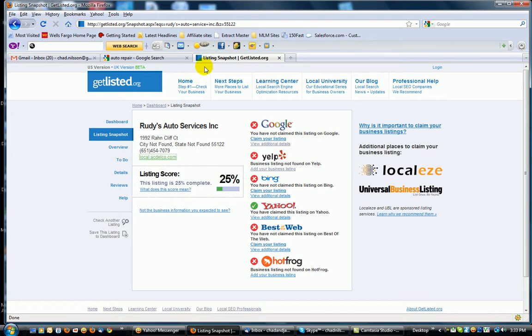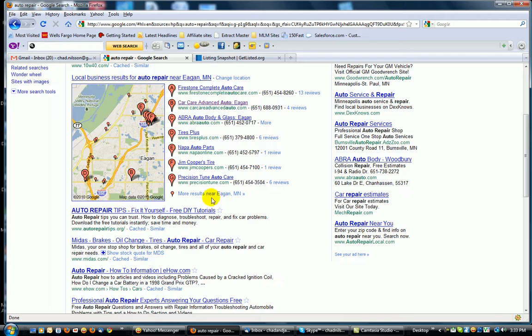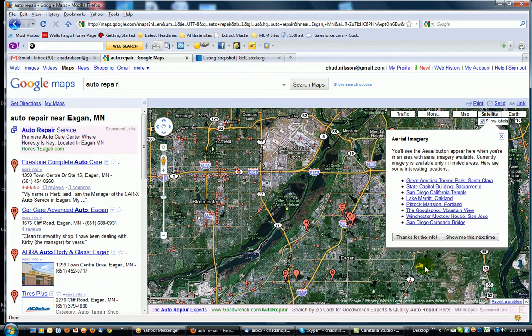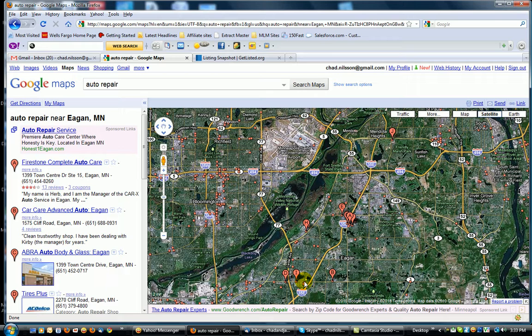I did some more research. Then I know where they are. They're right over here somewhere. And I click on this thing here, and I go down to here. It pulls up Rudy's there, right?